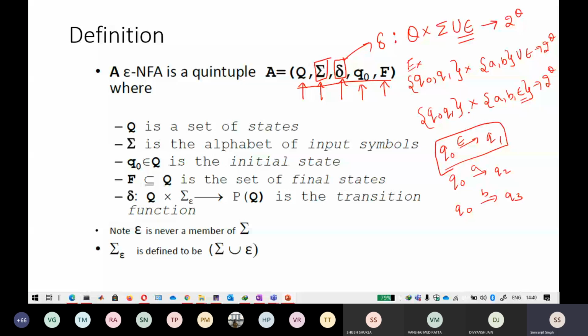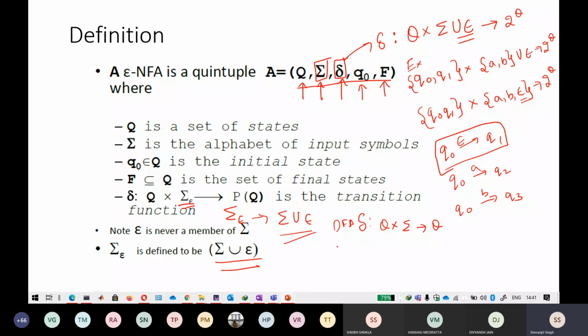You can see this input alphabet E. The definition of input alphabet E here is epsilon union input alphabet sigma. Just to revise, the transition function of DFA, if you remember, is Q into sigma goes to Q. The transition function of NFA is Q into sigma goes to power set of Q. And now the transition function of epsilon NFA is a bit changed. Q into sigma union epsilon goes to power set of Q. So that is one and the same thing.